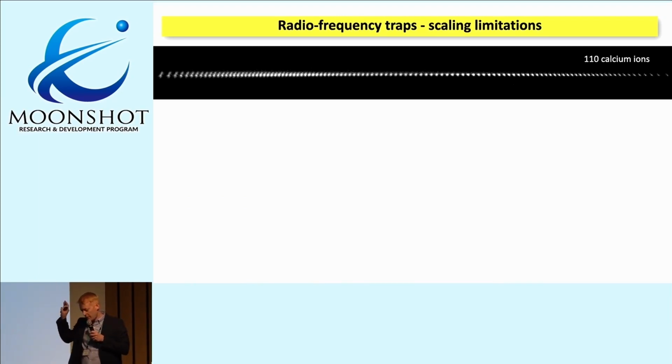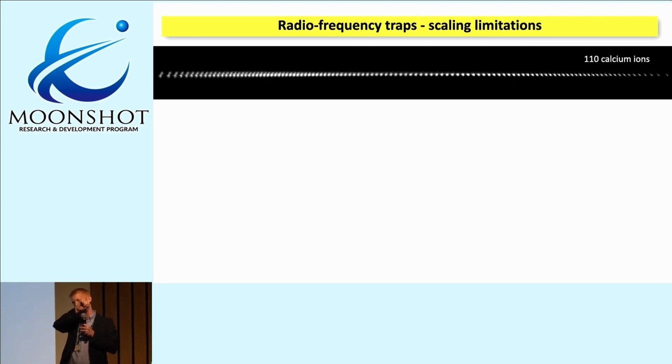Okay, so that's all about radio frequency traps. I would say nearly every experiment in quantum information that's been done so far has been in radio frequency traps. And now I want to convince you that we should not do that anymore. And I'll show you some recent results. So what are the problems of radio frequency traps?